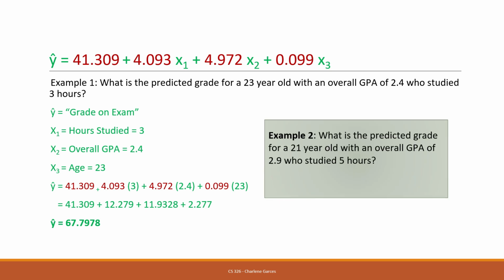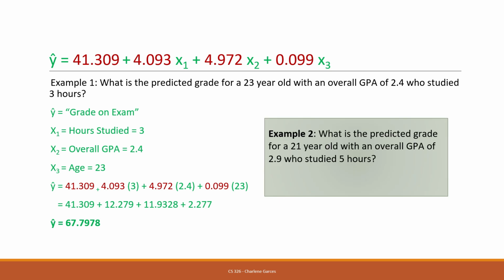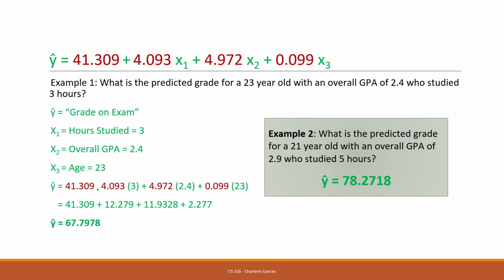So here, example number 2. What is the predicted grade of a 21-year-old with an overall GPA of 2.9 who studied 5 hours? So for this, I want you to compute using the formula, and the answer will be 78.2718. But I want you to compute it.